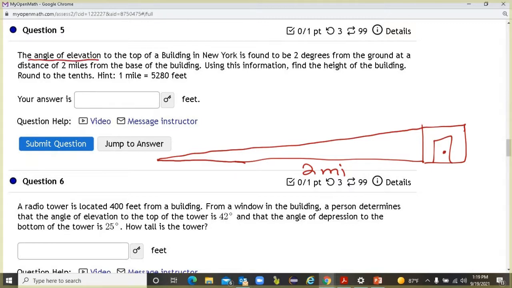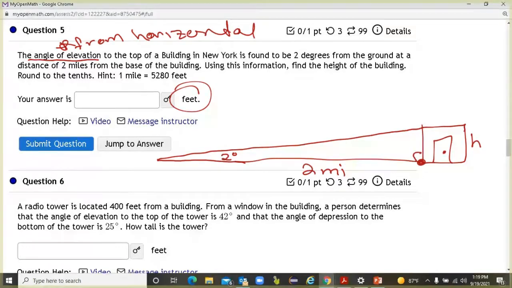Because it says the angle of elevation, remember, angles of elevation or depression are always from a horizontal. So in this case, the horizontal is the ground, and it says that this is 2 degrees. It says I'm 2 miles from the base of the building, and it wants me to find the height of the building. And oh, look, they want the answer in feet. So I'm just going to find it and then convert it over to feet.